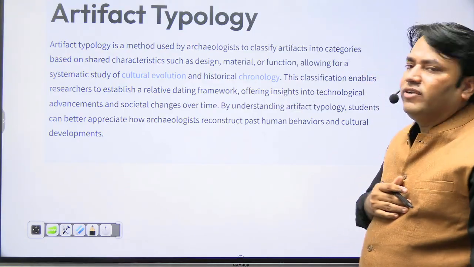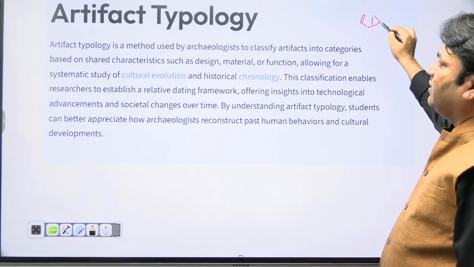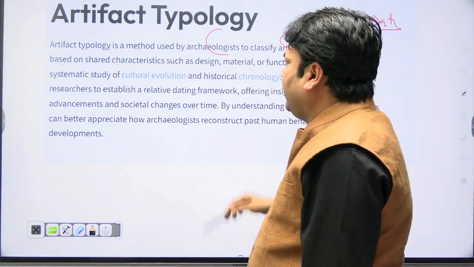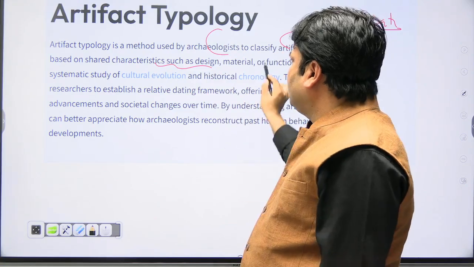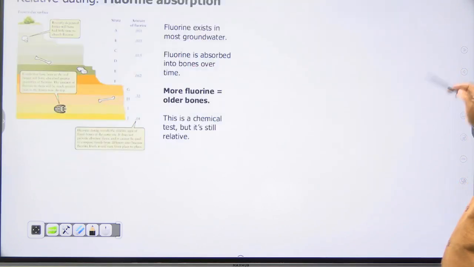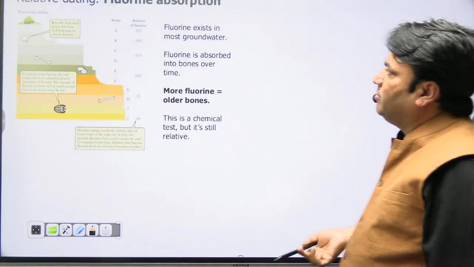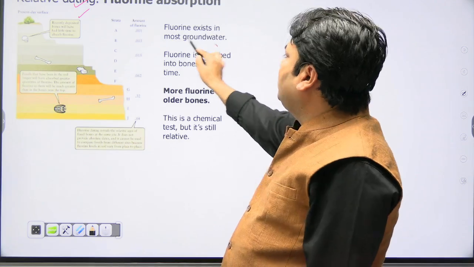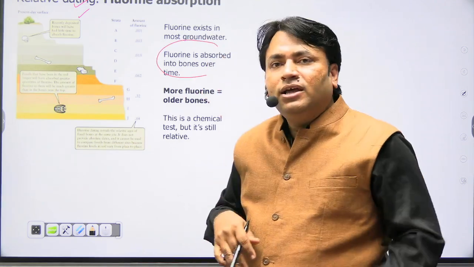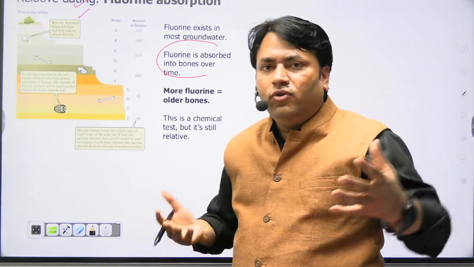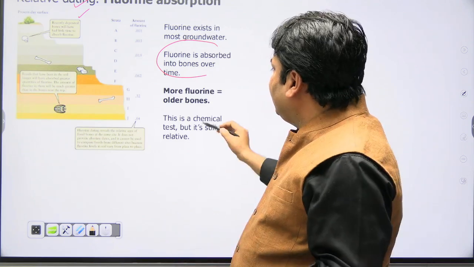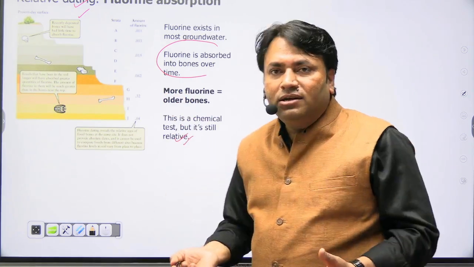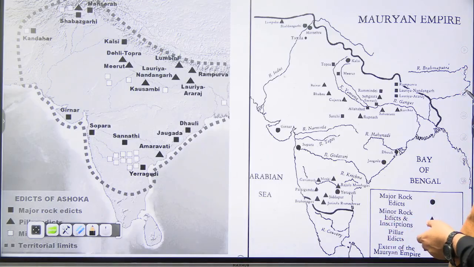And the second is artifact typology. This is also a relative dating method. It is used by archaeologists to classify artifacts into categories that are based on shared characteristics. So chronology and cultural patterns, this we can easily study on the basis of that. Fluorine absorption method, this is also a relative dating method. So fluorine is absorbed into the bones. Got it? It means the older the bones are, the more fluorine they will absorb. And by this chemical test, you can get the date of those bones. So that is the idea.